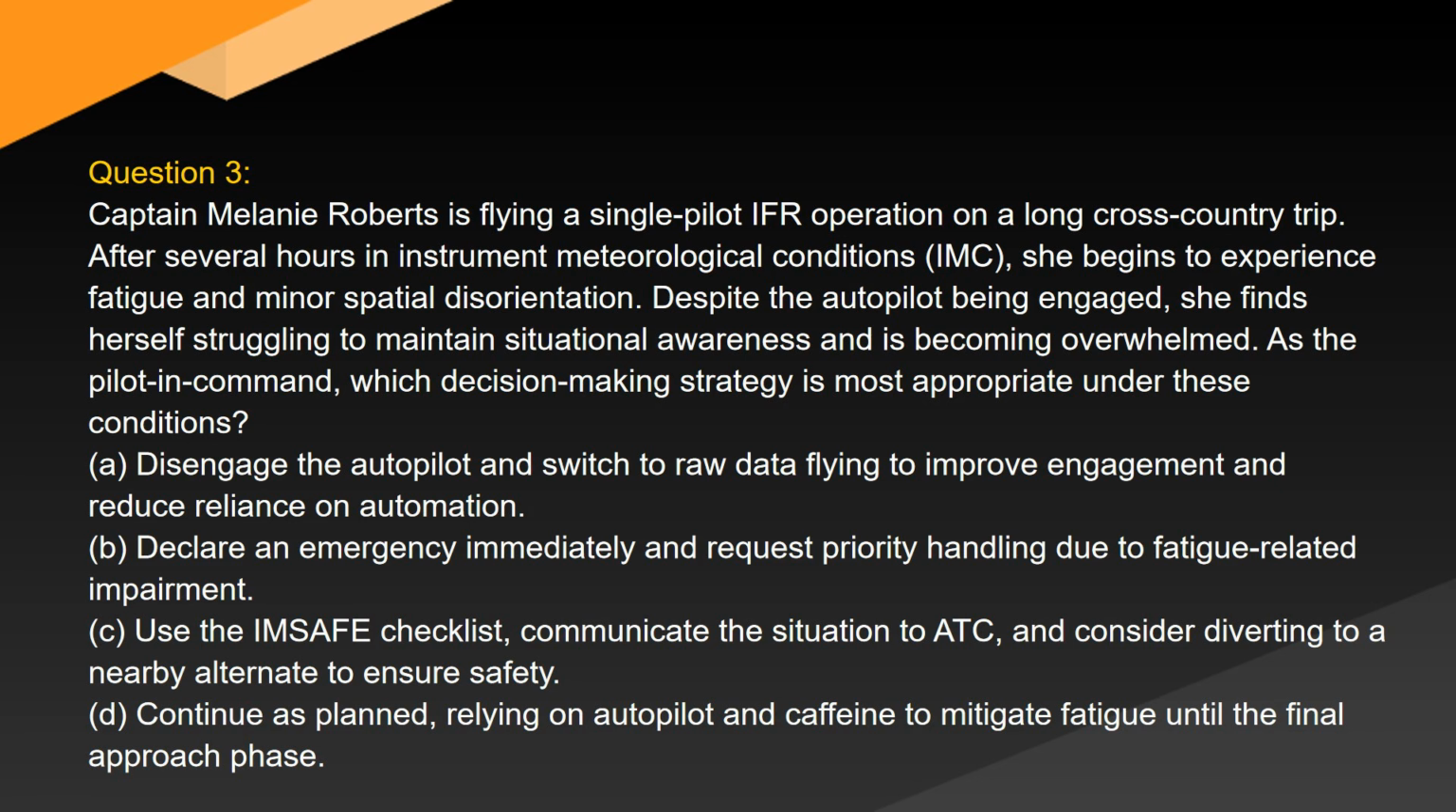A. Disengage the autopilot and switch to raw data flying to improve engagement and reduce reliance on automation. B. Declare an emergency immediately and request priority handling due to fatigue-related impairment. C. Use the IMSAFE checklist, communicate the situation to ATC, and consider diverting to a nearby alternate to ensure safety. D. Continue as planned, relying on autopilot and caffeine to mitigate fatigue until the final approach phase.